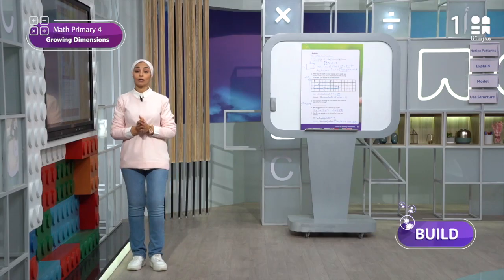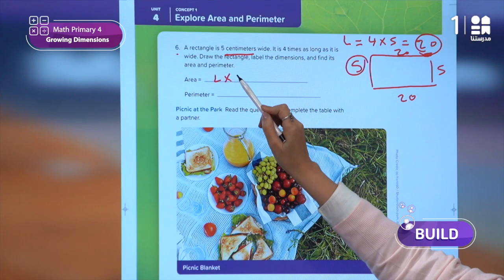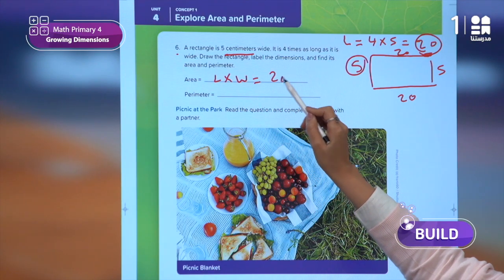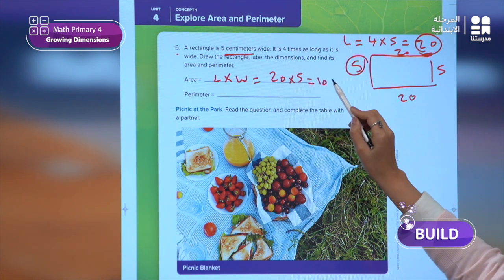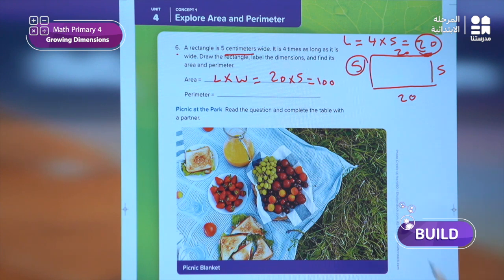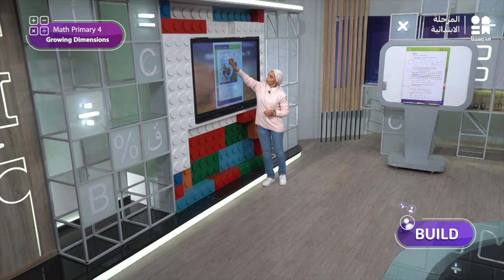Okay, how can I write the area? I write the rule of the area, which is length times width, so 20 times 5. 20 times 5 equals 100 centimeter squared. Why centimeter squared? Because this is 5 centimeter. So the area is in centimeter squared.